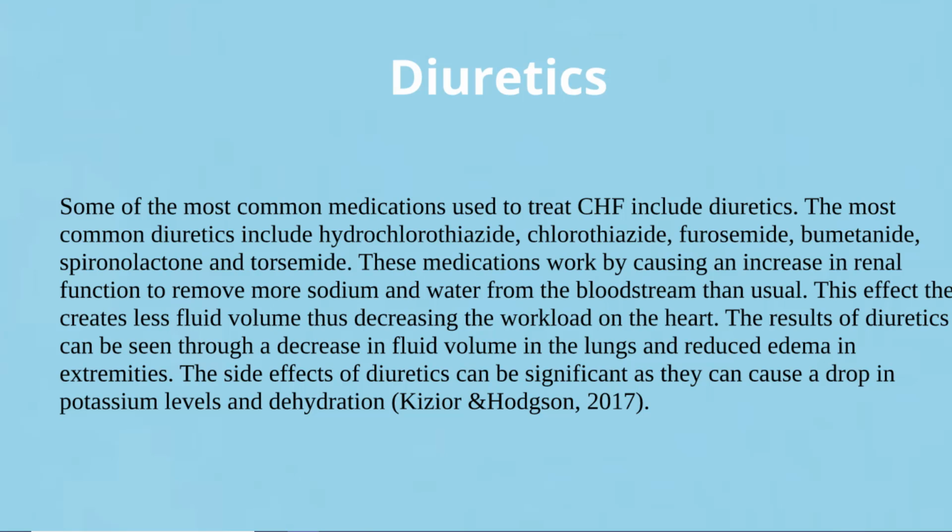These medications work by causing an increase in renal function to remove more sodium and water from the bloodstream than usual. This effect then creates less fluid volume, thus decreasing the workload on the heart. The results of diuretics can be seen through a decrease in fluid volume in the lungs and reduction of edema in the extremities. The side effects of diuretics can be significant, as they can cause a drop in potassium levels and dehydration.